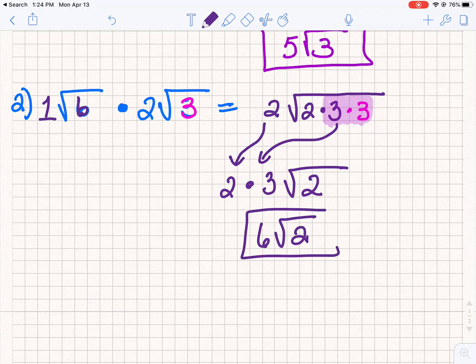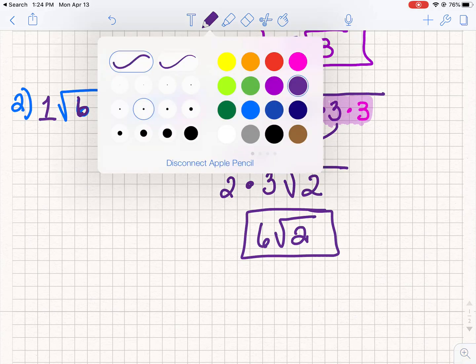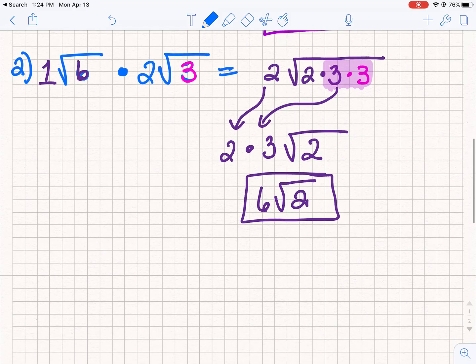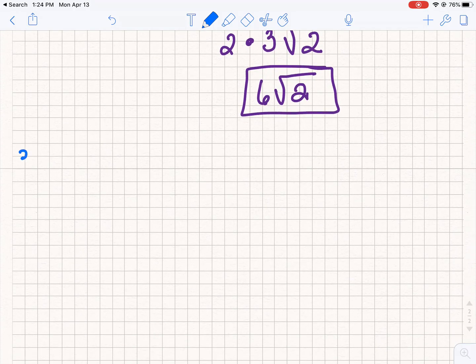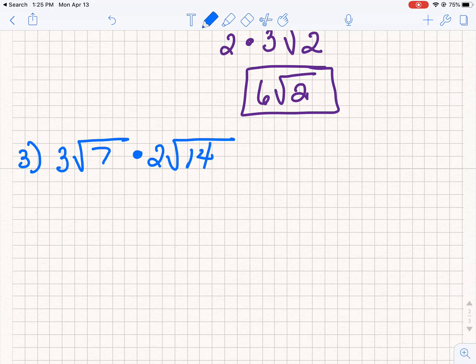So notice I kind of shortened up the steps a little bit. You could even shorten it further if you can do some of this in your head. That's probably as short as I'm going to go for now. Let's try number 3. Number 3 is 3 root 7 times 2 root 14. Pause the video here and see if you can get all the way to the right answer.